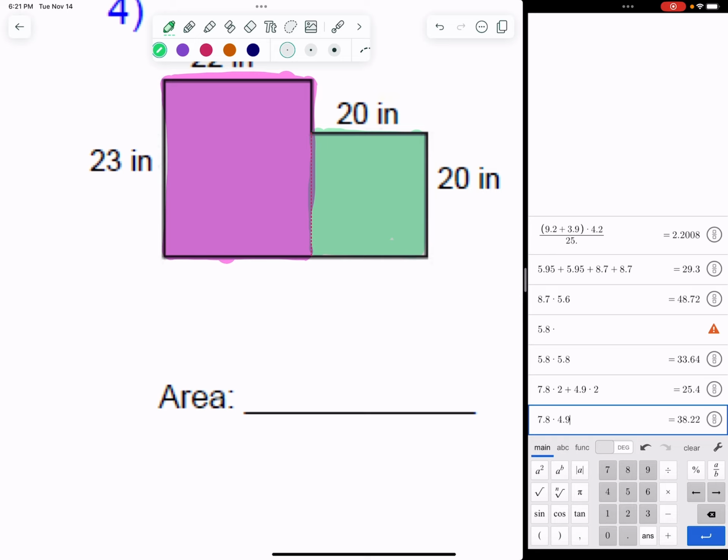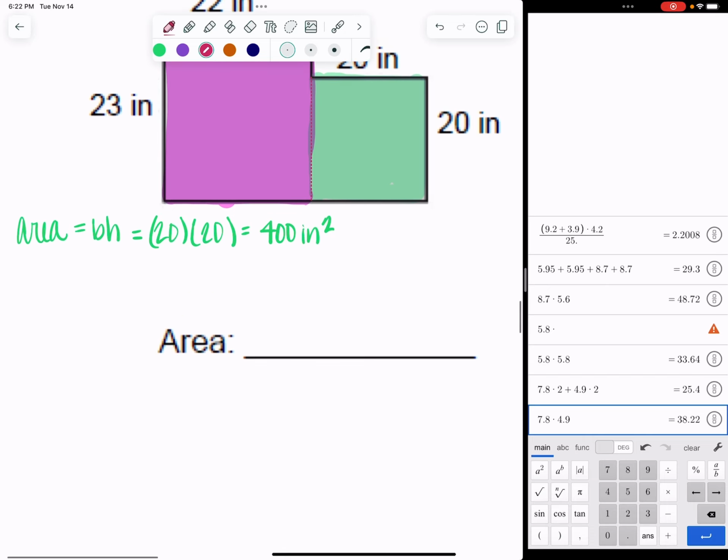So I'm going to do the square first because it's easier. Area of a square is base times height. So it would be 20 times 20. Notice we did the WTF first. That gives me 400 square inches.